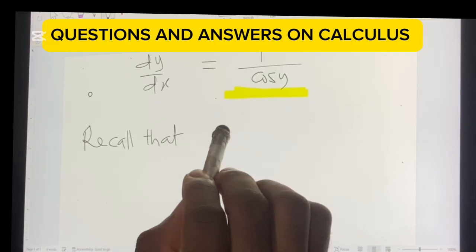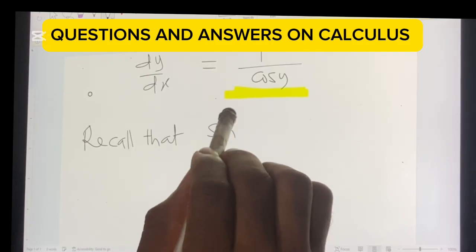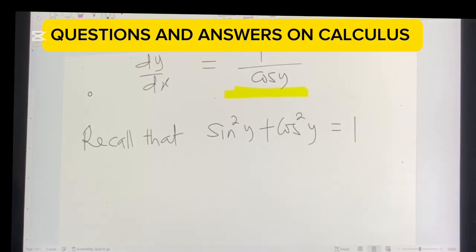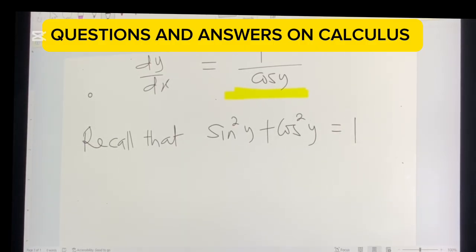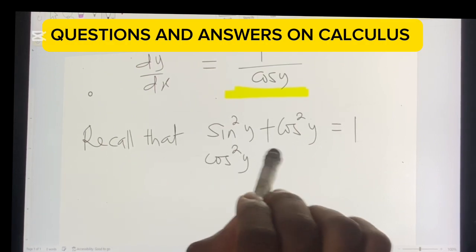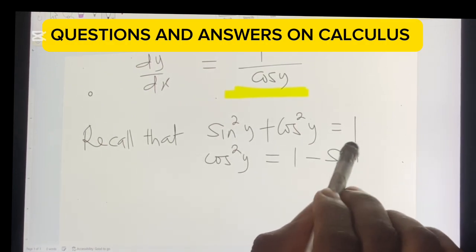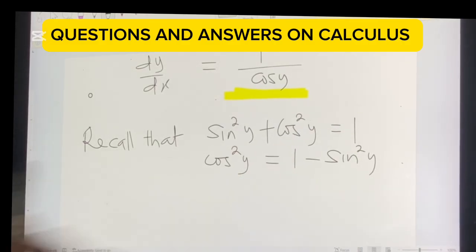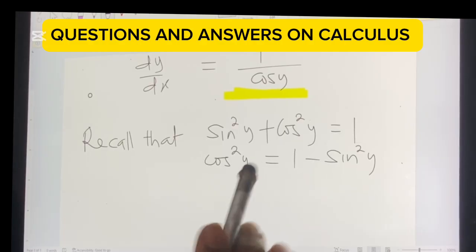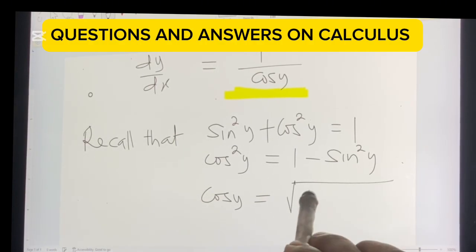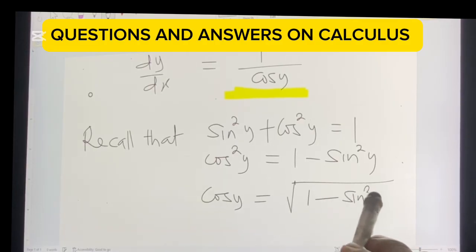From trig identity, sine square y plus cos square y is equal to 1. Please remember this, okay? So making cos square y the subject of formula for now, cos square y will be equal to 1 minus sine square y. But remember, we're not looking for cos square y. We are looking for cos y. So our cos y here will be equal to square root of 1 minus sine square y.